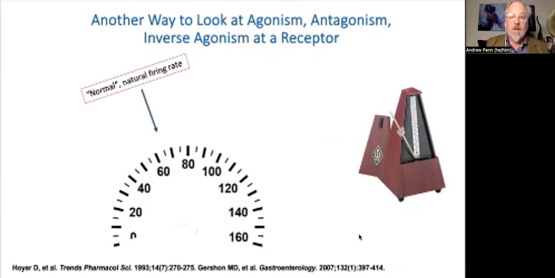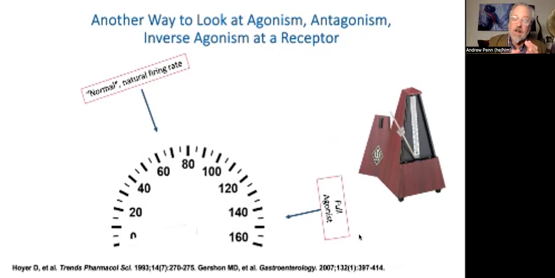So if we think of this like a metronome, our normal firing rate might be like, okay, that's the normal firing rate. We throw a full agonist in there, so now we've turned that up all the way. So now we got that. All right. A partial agonist might be somewhere in between the two.